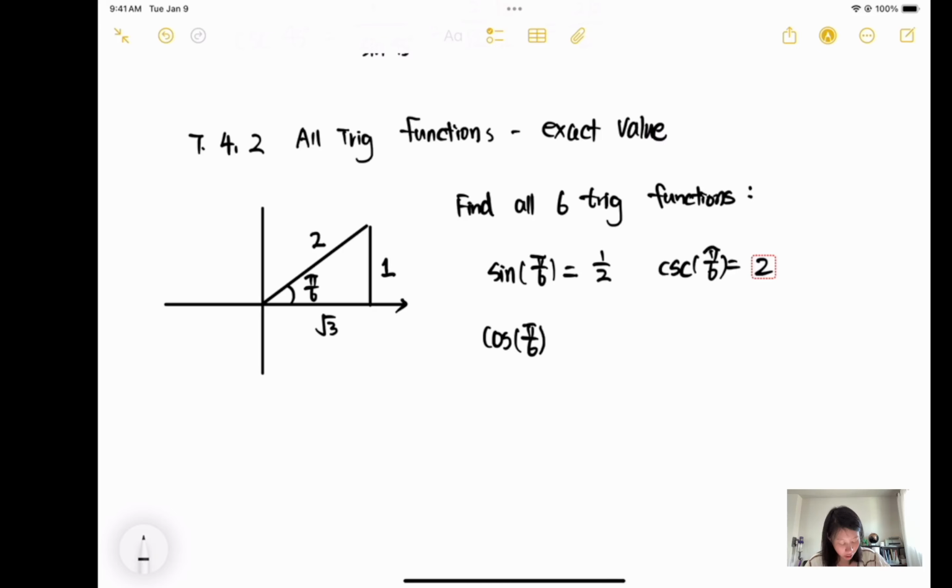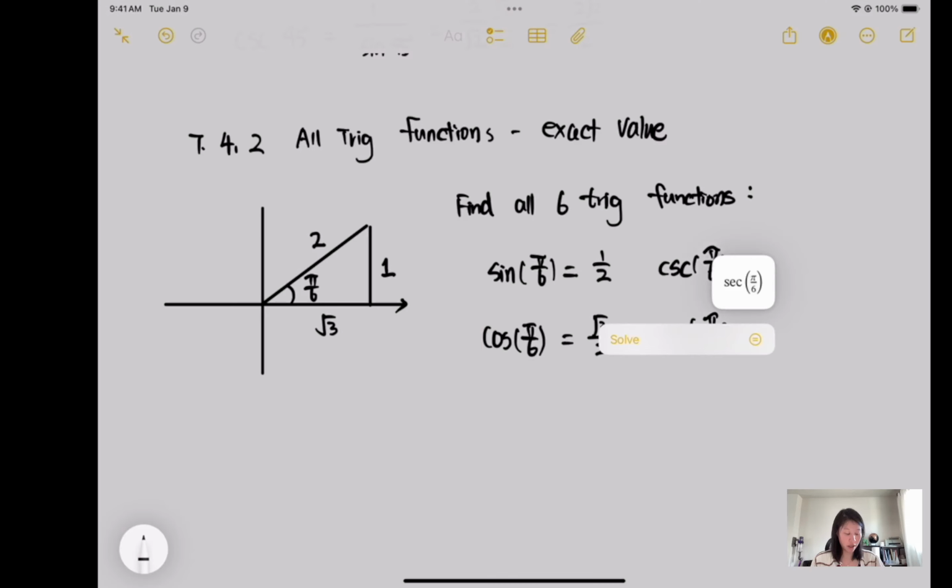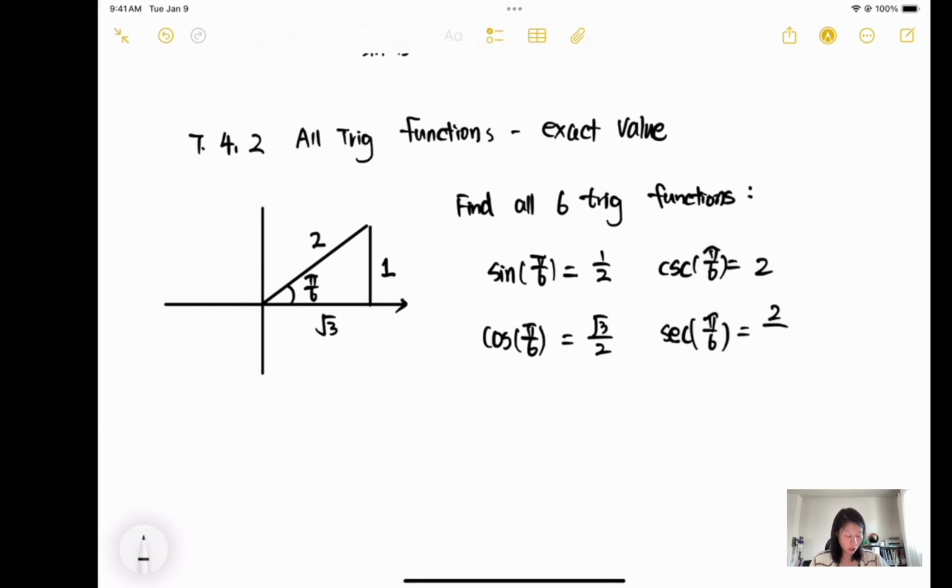And then cosine is equal to the adjacent side over the hypotenuse. The adjacent side is square root of 3 over the hypotenuse, which is 2. So the secant of pi over 6 is the reciprocal of cosine. So we flip them. We have 2 over square root of 3. Rationalize it. We have 2 times square root of 3 over 3.